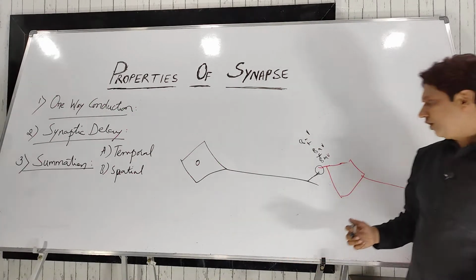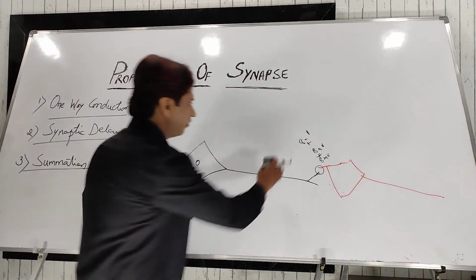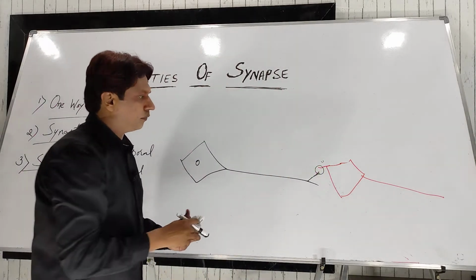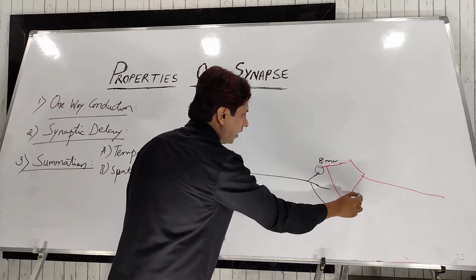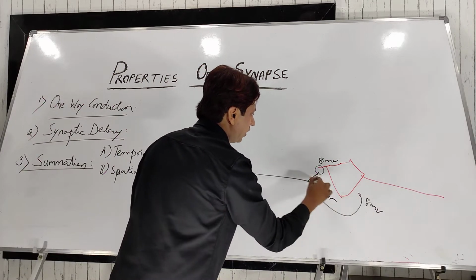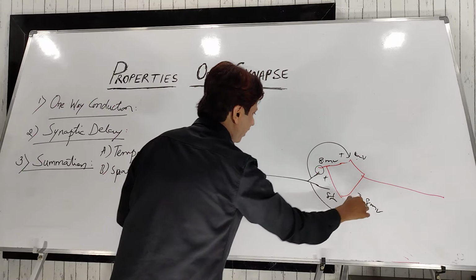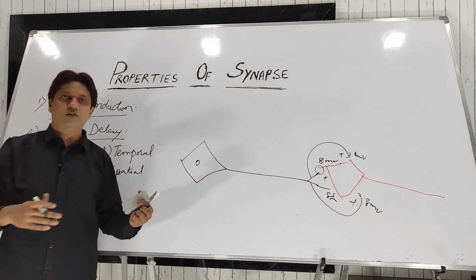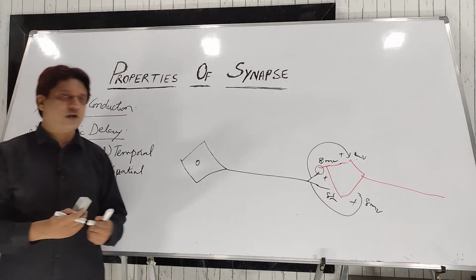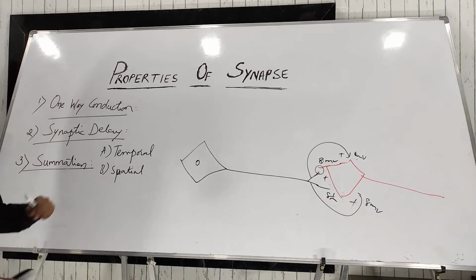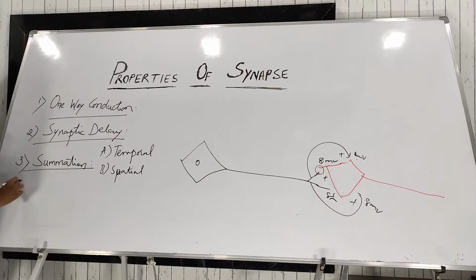Then spatial summation, which is also an algebraic sum. Suppose again it is 8 millivolt here, and the postsynaptic neuron has multiple terminals stimulating it with that smaller current at multiple sites. Again, this will also add up. This type of summation is known as spatial summation. So instead of repeated stimulation, multiple sites stimulate the postsynaptic neuron, which causes spatial summation. So synapse has this property of summation. Then we have convergence.